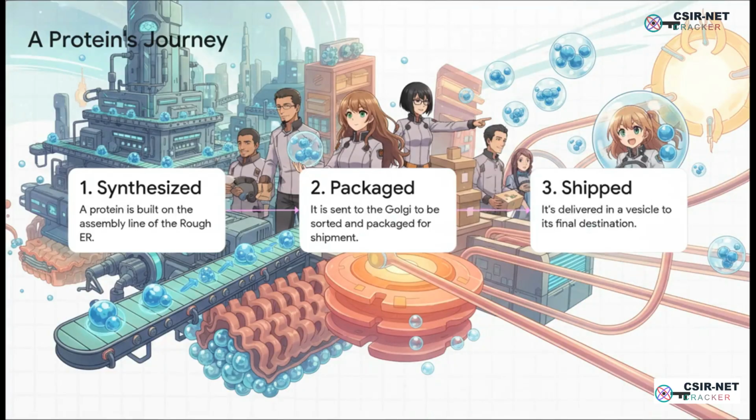So the key takeaway here is this incredibly organized workflow. A product, like a protein, gets built on the rough ER, then processed and packaged by the Golgi, and finally shipped in a tiny transport bubble called a vesicle to exactly where it needs to go. It's a logistical masterpiece, really.